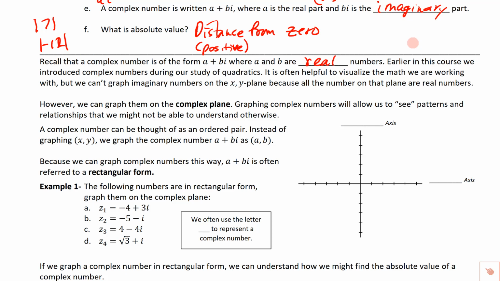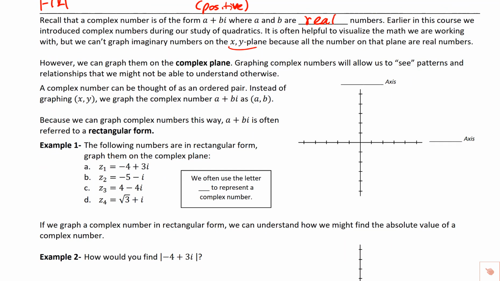And we actually introduced these when we were talking about solving quadratics. So we ended up solving quadratics where we were taking the square root of both sides, or maybe using the quadratic formula or something like that, and we had to take a square root of a negative number. Well, it can actually be helpful if we visualize where these are on the xy plane. And the xy plane is a real plane, so we can't really graph imaginary numbers on the real plane, but it is possible to graph them on a different plane. So that's what we're going to talk about partially today.